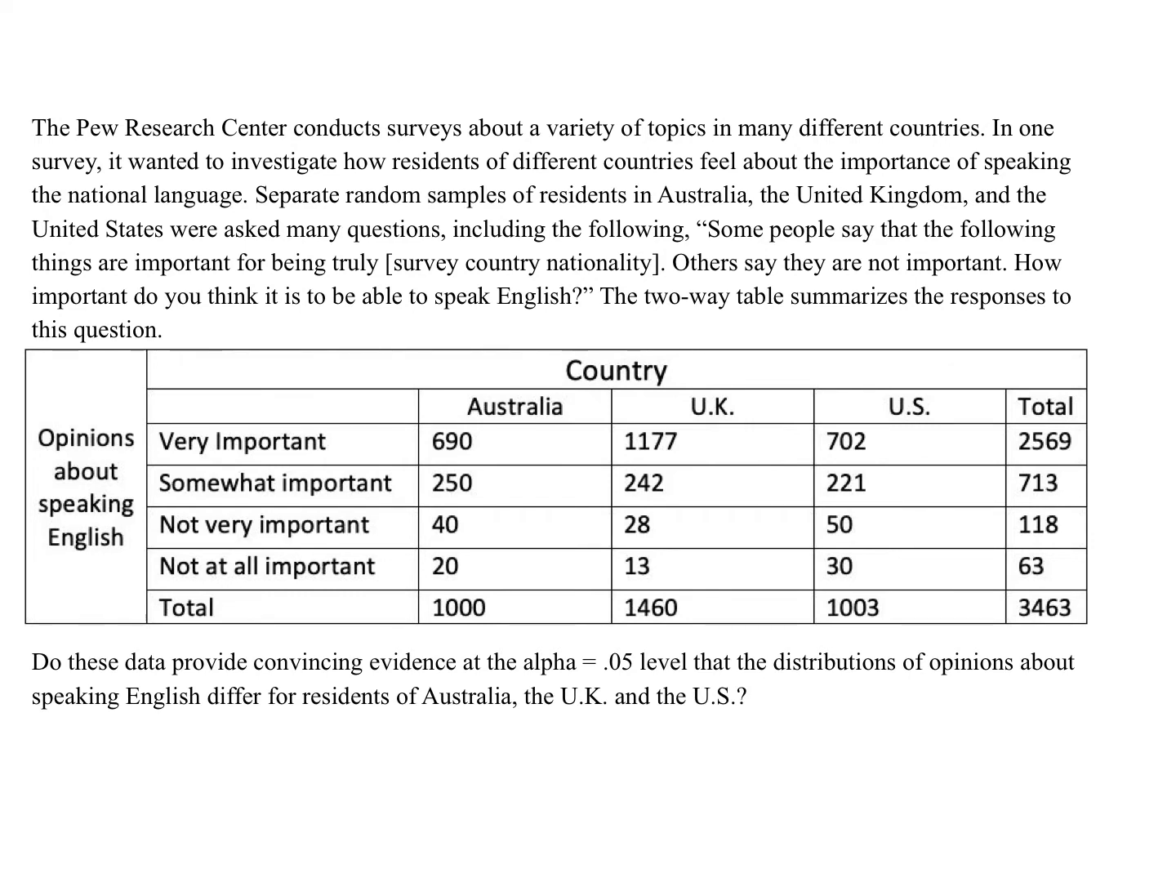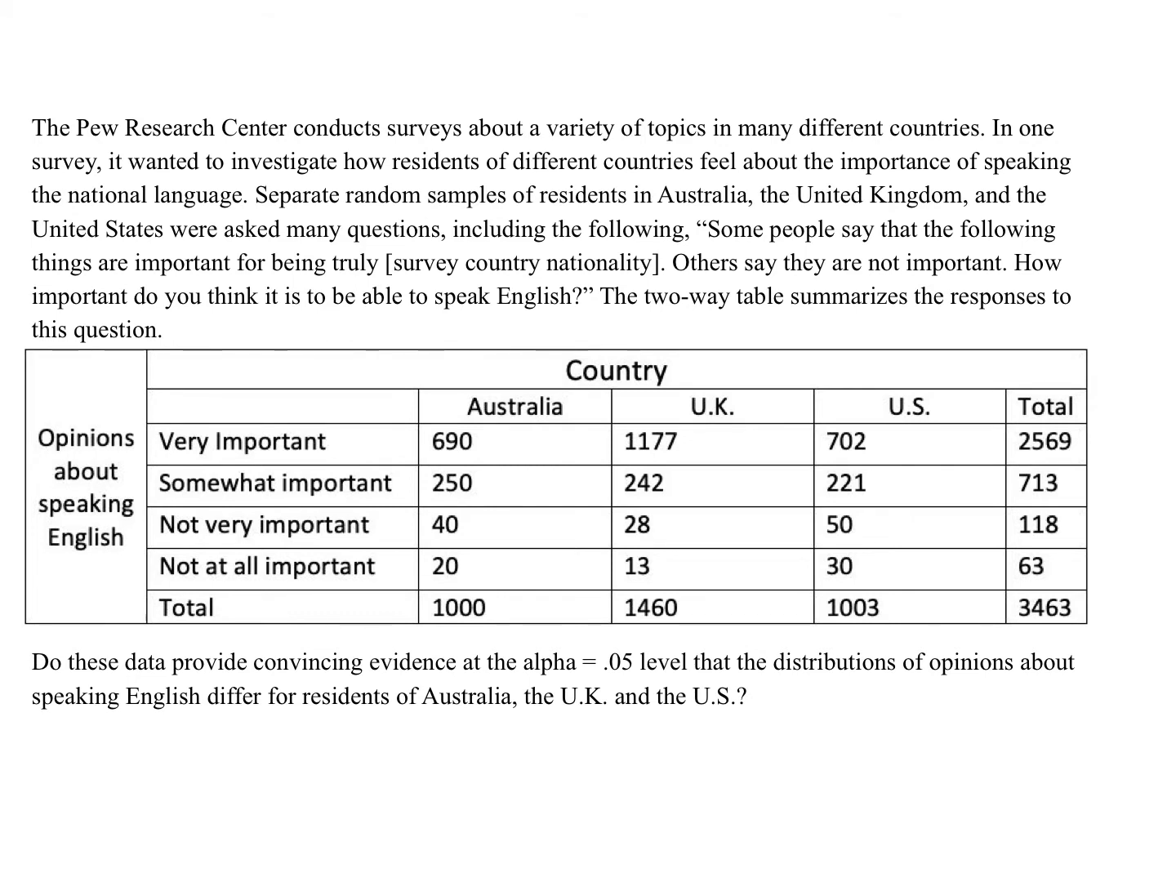The Pew Research Center conducts surveys about a variety of topics in many different countries. In one survey, it wanted to investigate how residents of different countries feel about the importance of speaking the national language. Separate random samples of residents in Australia, the United Kingdom, and the United States were asked many questions, including the following. Some people say that the following things are important for being truly, and then they inserted the survey country nationality, so like for being truly American or truly Australian. Others say they are not important. How important do you think it is to be able to speak English? The two-way table summarizes the responses to this question.